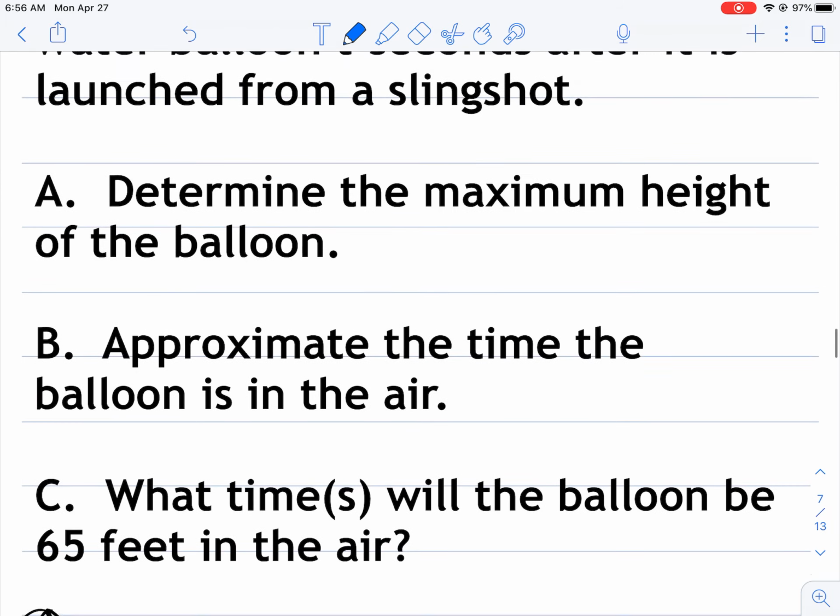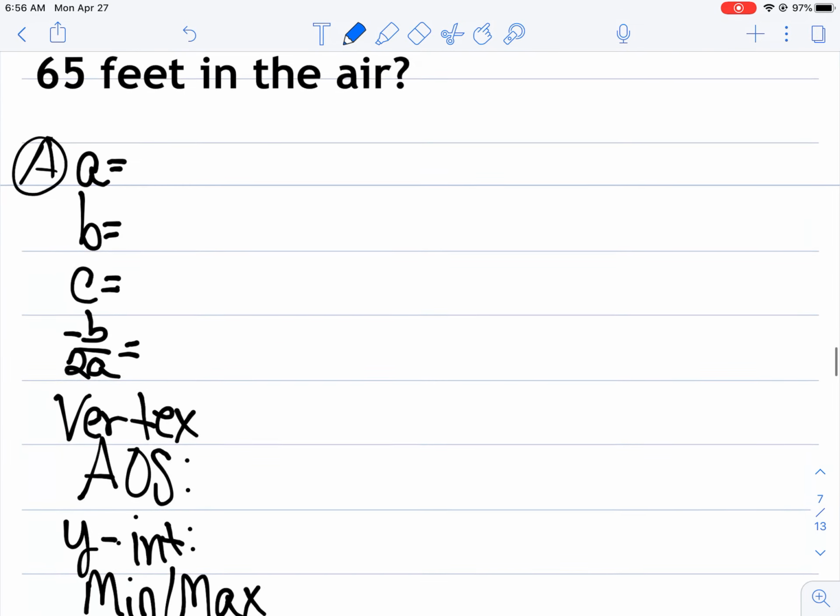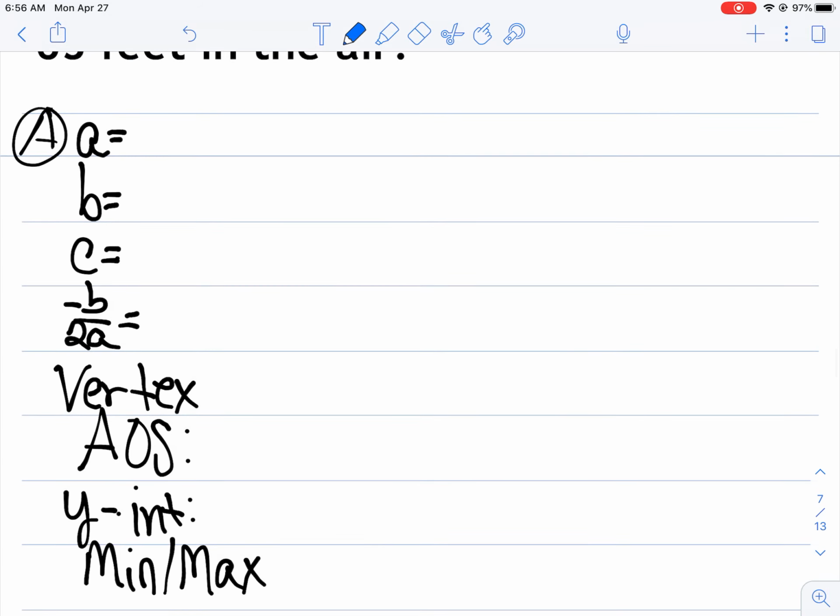Let's go ahead and get our list of stuff here figured out. Hopefully you got that done. So I'm going to write the function up here at the top of problem A, so we have that for quick reference. So it's y equals, or I'm sorry, you could do y if it makes it easier for you. y equals negative 16t squared plus 80t plus 5. If you want to change these to x's, you can do that as well. I don't care. It's whatever works best for you, okay? As long as the x is time, y is height, whatever works.